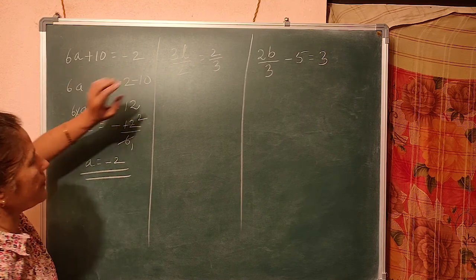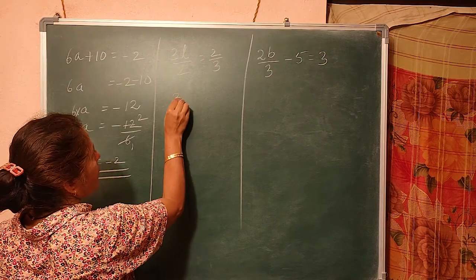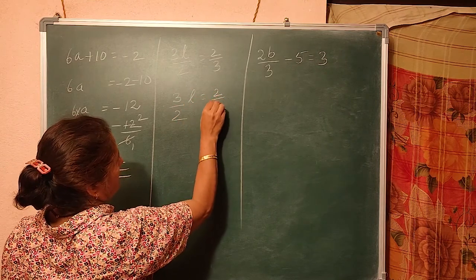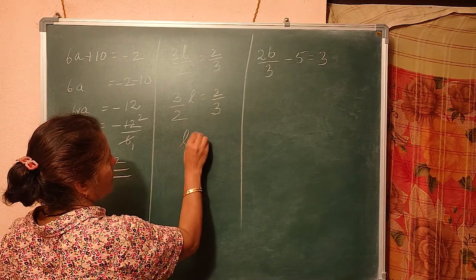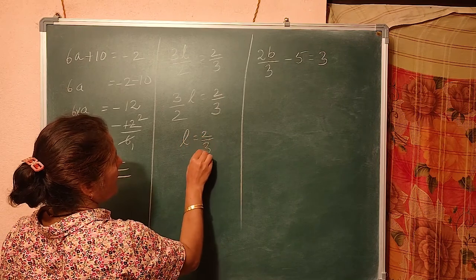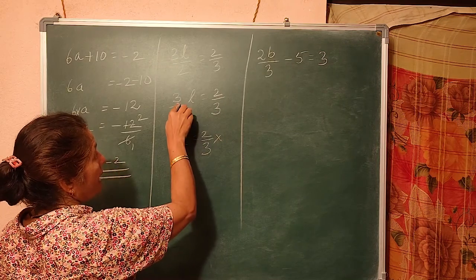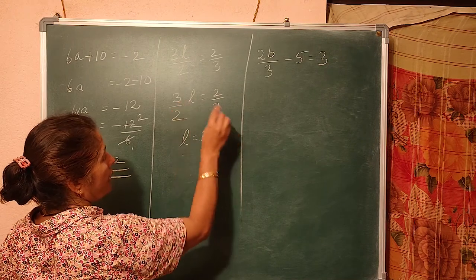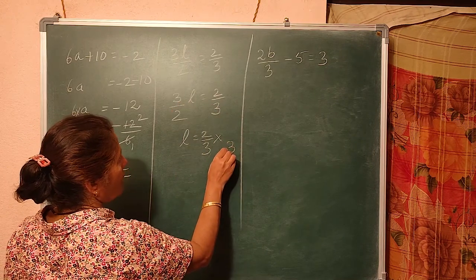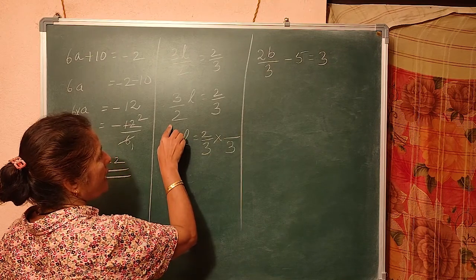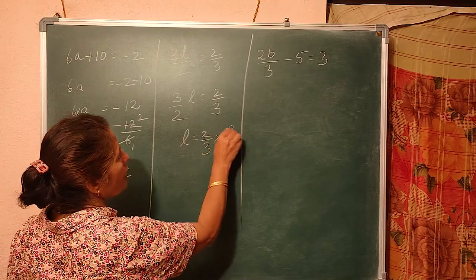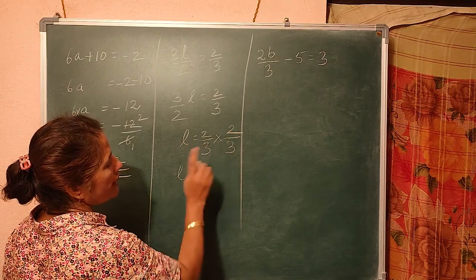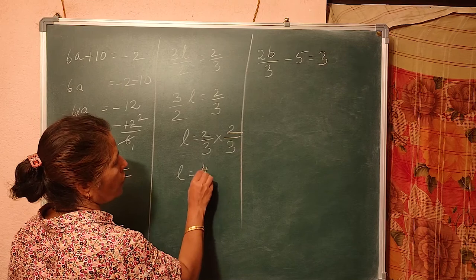Go to the next one. 3 by 2L, I can say, is equal to 2 by 3. So L is equal to 2 by 3 into 3. 3 is there in the numerator, so it goes to the denominator. 2 is there in the denominator, it goes to the numerator. So L is equal to, you cannot cut anything, so 4 by 9.